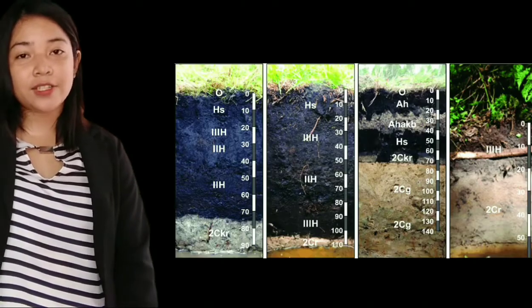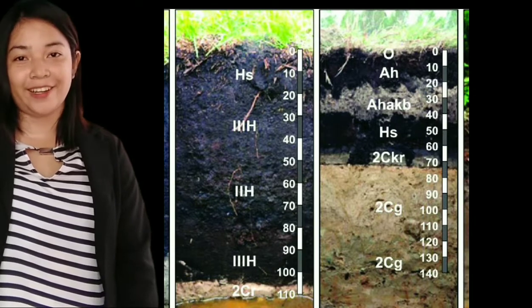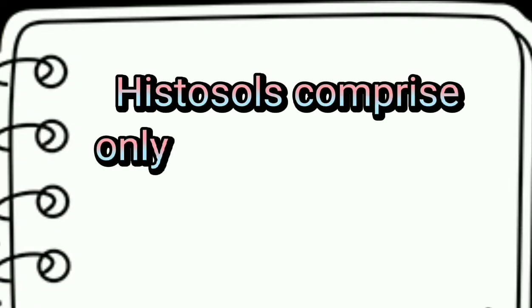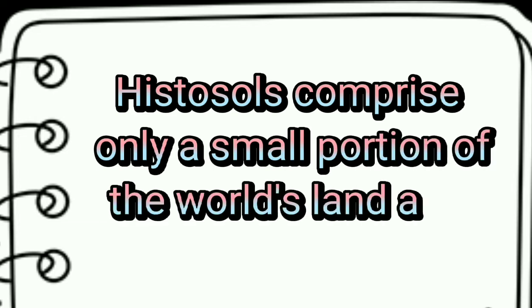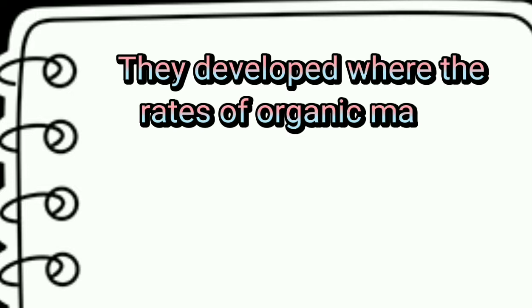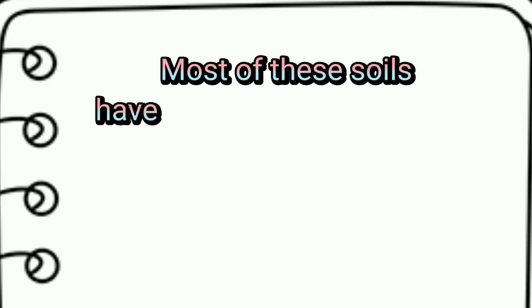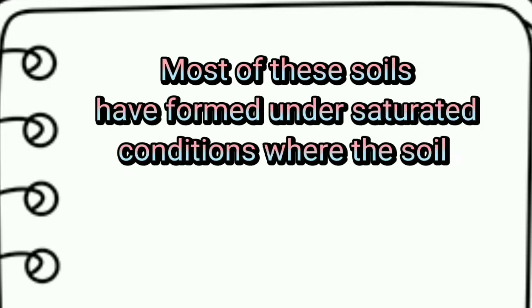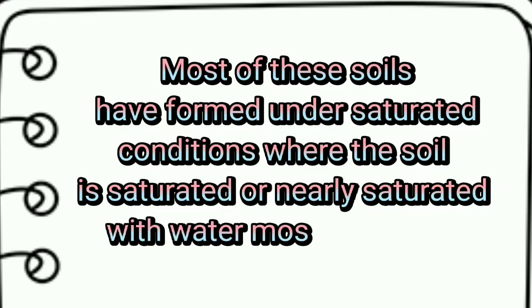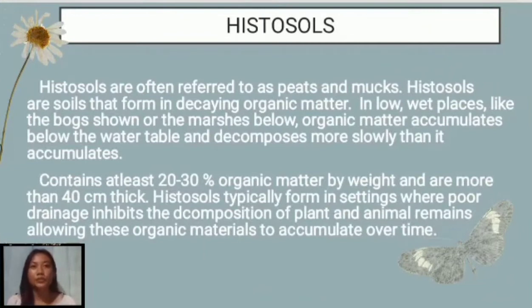They are defined by a histic horizon of at least 10 cm when overlying rock and 40 cm on mineral soil material. Histosols comprise only a small portion of the world's land area, about 1.2%, but are widely distributed irrespective of climate. They develop where the rates of organic matter accumulation exceed decomposition and removal. Most of these soils have formed under saturated conditions, where the soil is saturated or nearly saturated with water most of the year. Histosols are often referred to as peats or mucks.